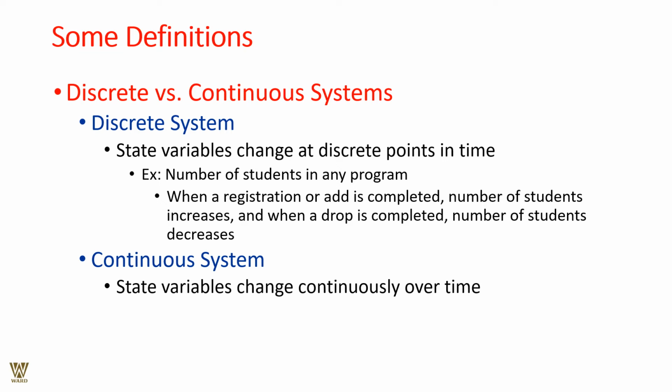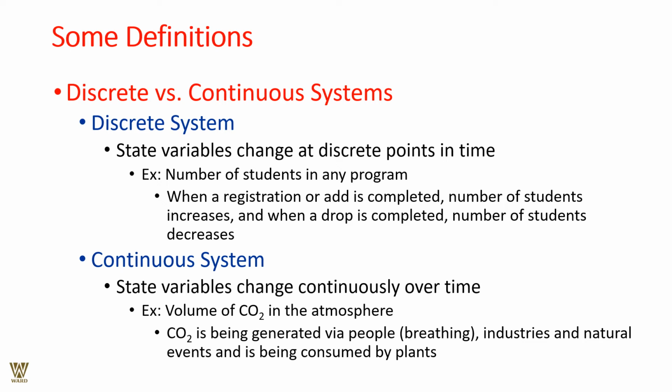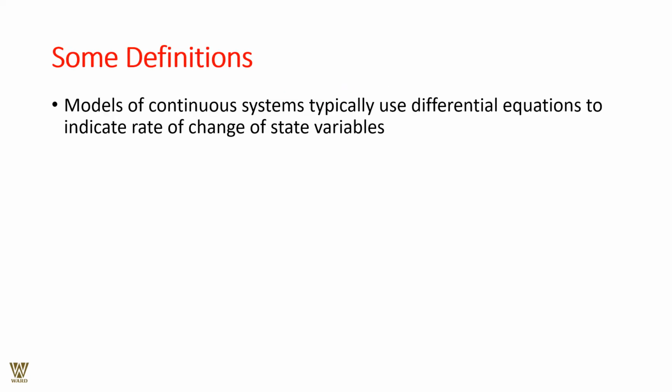So what is a continuous system? The state variables change continuously, as often as possible, on a real-time basis. For example, the volume of carbon dioxide in the atmosphere. Carbon dioxide is being generated by people breathing, industries, and natural events, and is being consumed by plants. So it's a continuous system that goes around us. Some models of continuous systems typically use differential equations to indicate the rate of change.